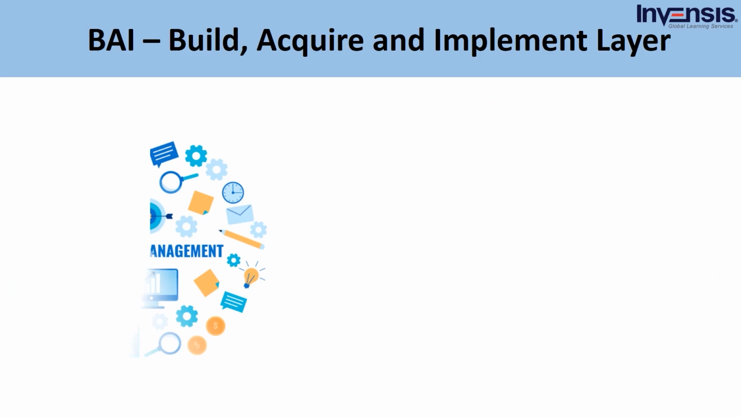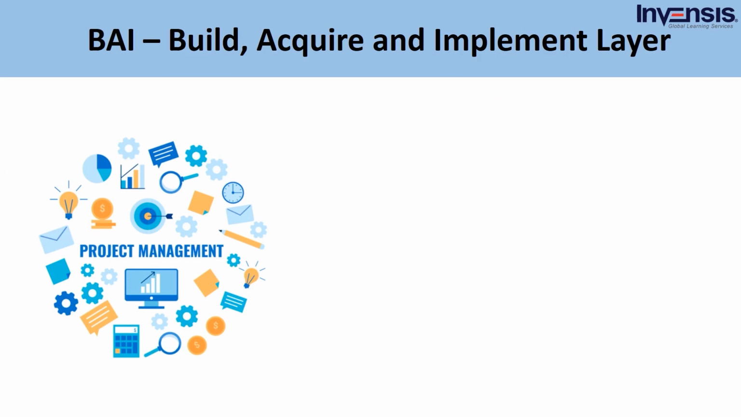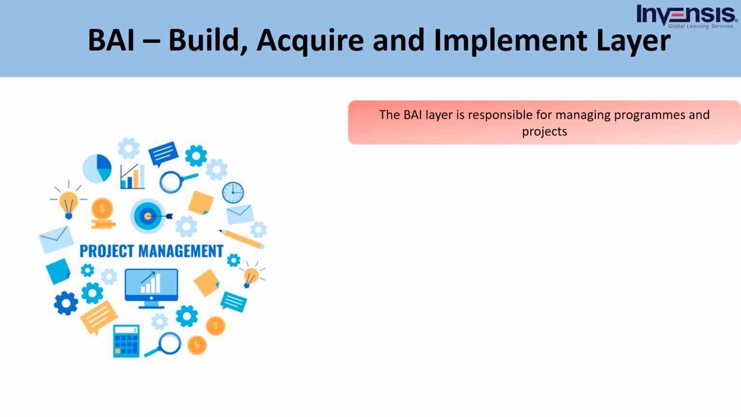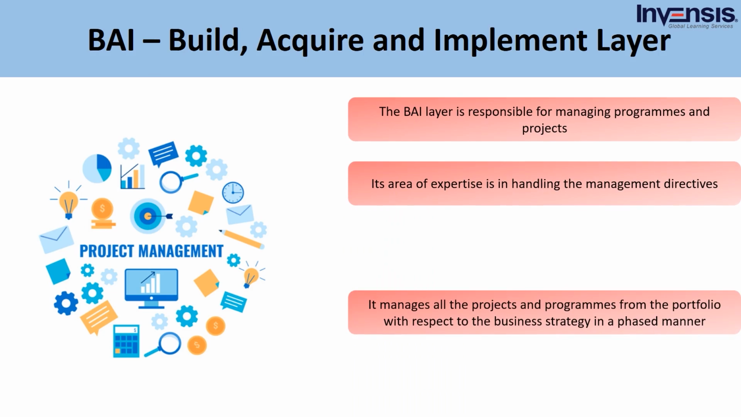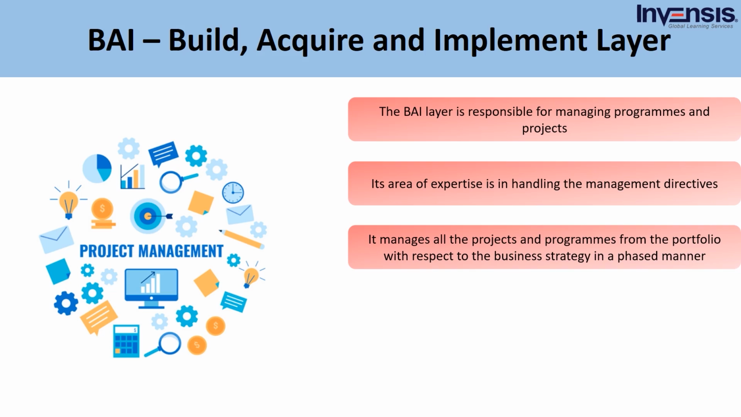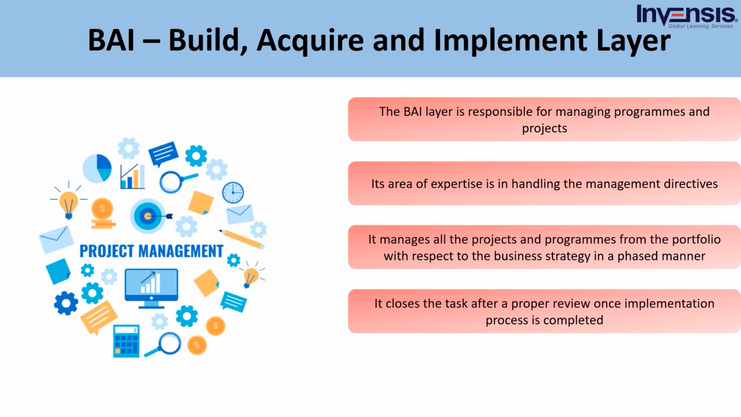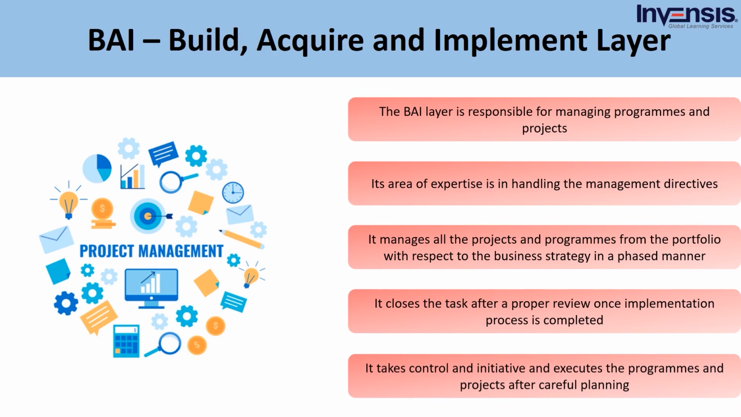The next layer is the BAE layer or build, acquire and implement layer. The BAE layer is responsible for managing programs and projects. Its area of expertise is in handling the management directives. It manages all the projects and programs from the portfolio with respect to the business strategy in a phased manner. It closes the task after a proper review once the implementation process is completed. It takes control and initiative and executes the programs and projects after careful planning.